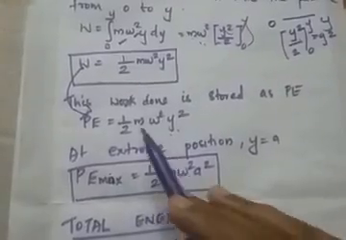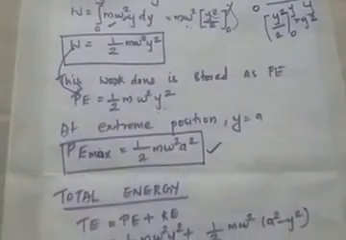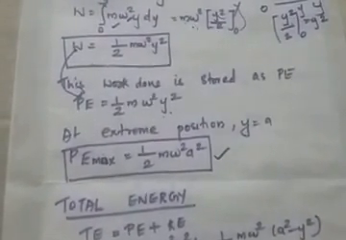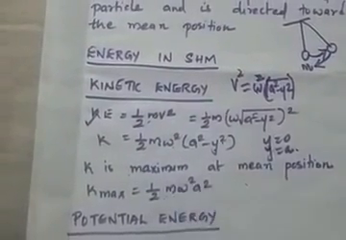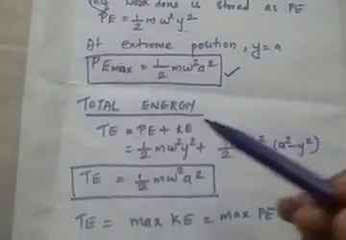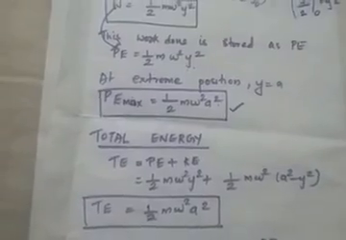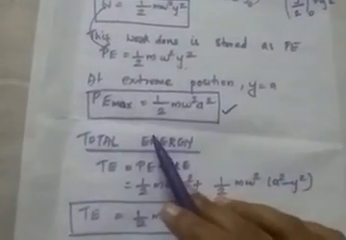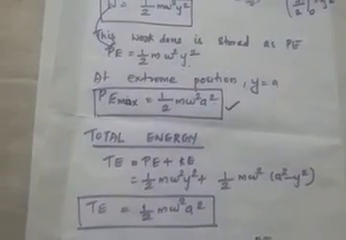And at the extreme position, y is equal to a. So the potential energy will be half m omega square a square. This is the maximum potential energy. And what is the maximum kinetic energy? See, this is the maximum kinetic energy, half m omega square a square. This is the maximum potential energy, half m omega square a square. So from this it is very clear: maximum potential energy is equal to maximum kinetic energy.